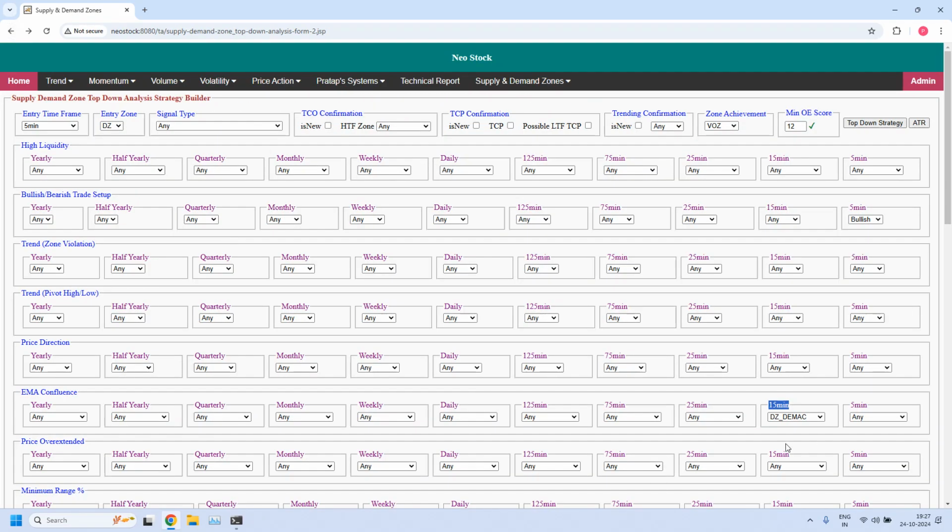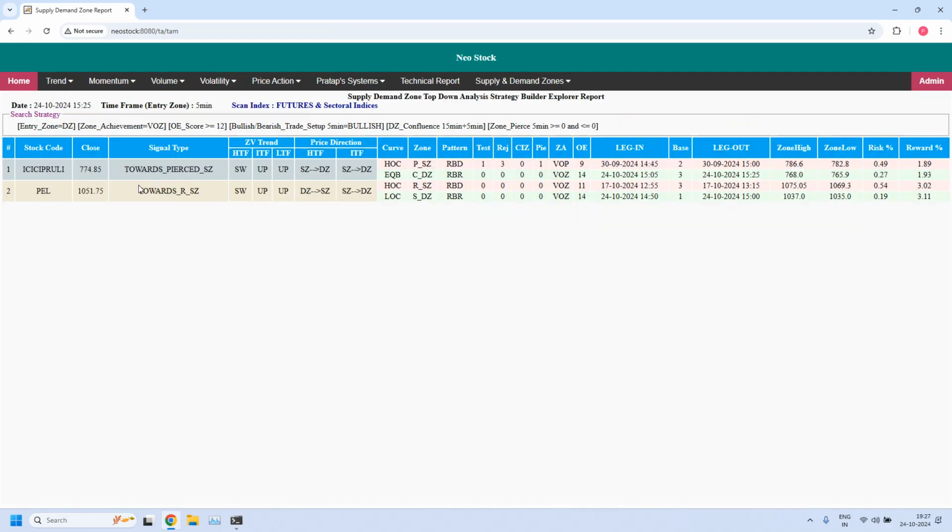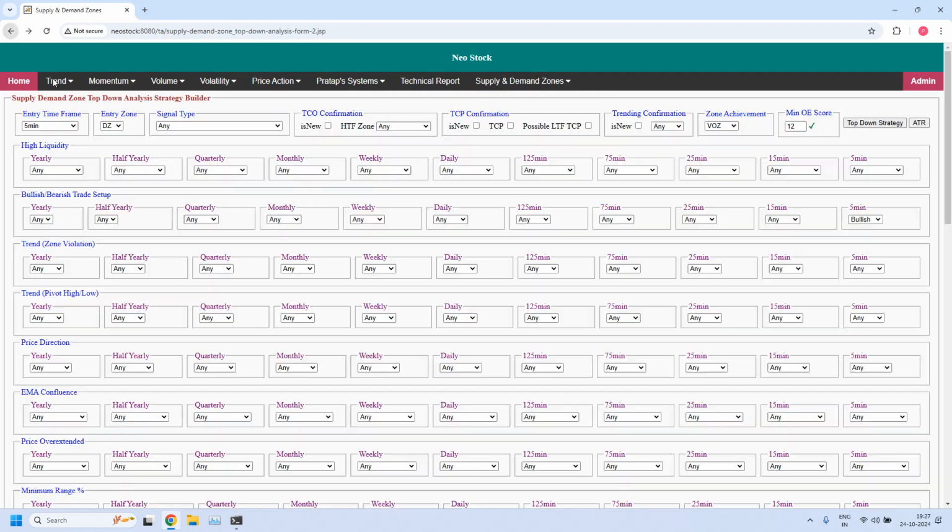Next, let us look for LTF, ITF, HTF confluence. With LTF and ITF, we got 2 stocks, right? In these 2, is there any HTF confluence? Let's verify.